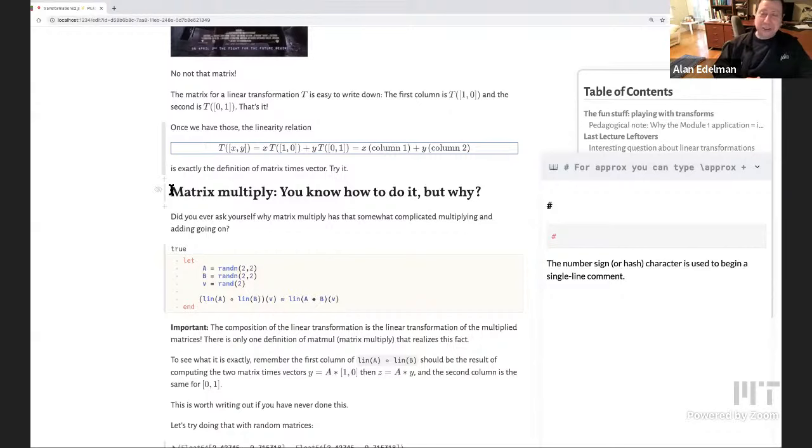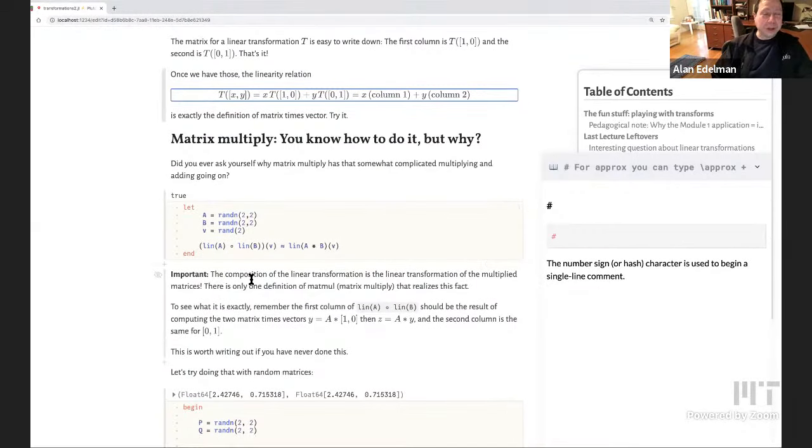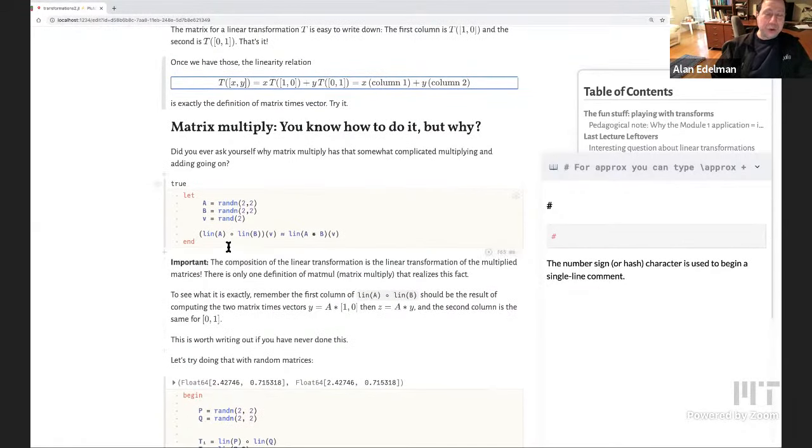Or maybe you're all such good students that when your teacher told you this is how you multiply matrices, you just listened. Well, if you've never thought about it, or even if you have, I'll start the next lecture by talking about why matrix multiply really is what it is. How did it come out to be this important thing?